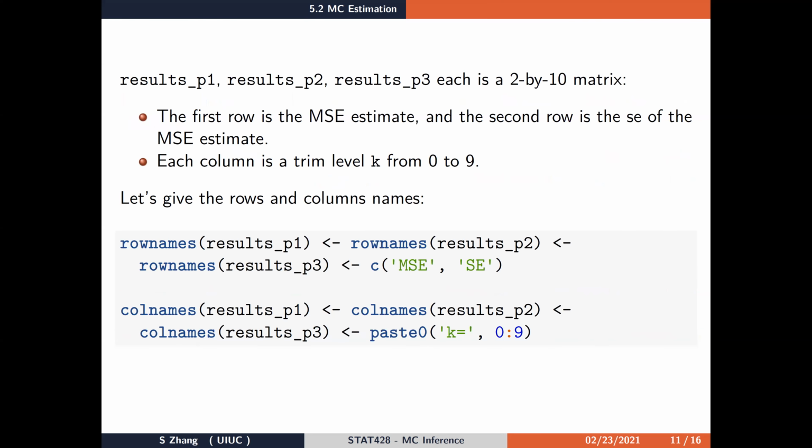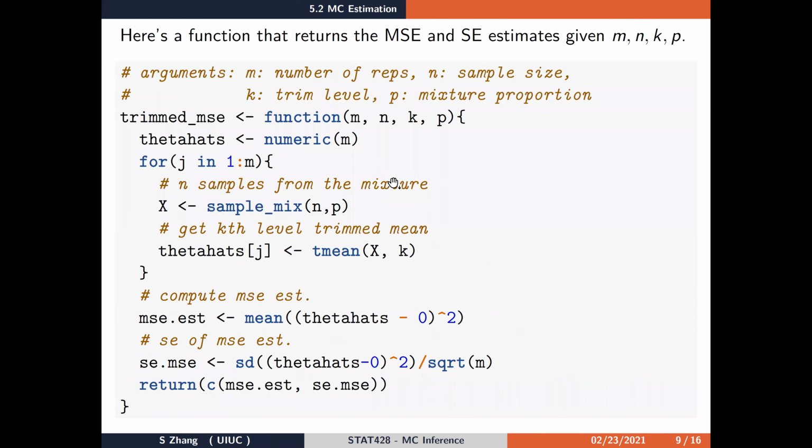So what exactly are the results? What are the outputs of the sapply function? Well, results p1, which is the output of the sapply function applied when p is equal to 1, and similarly results p2 and results p3, will each be a 2 by 10 matrix, where the first row is the MSE estimate. That corresponds to the first entry that is returned from the trimmed MSE function.